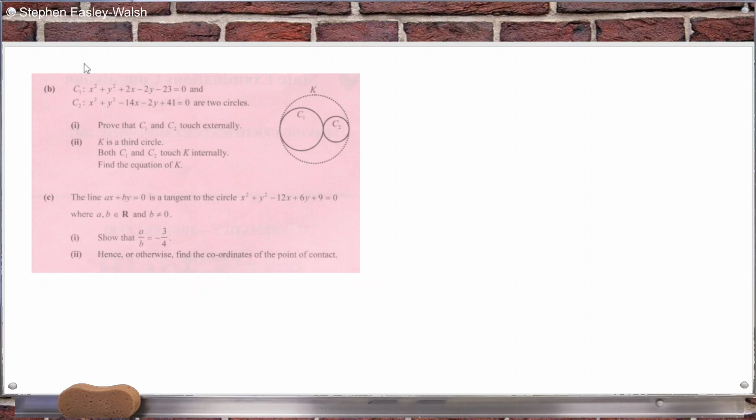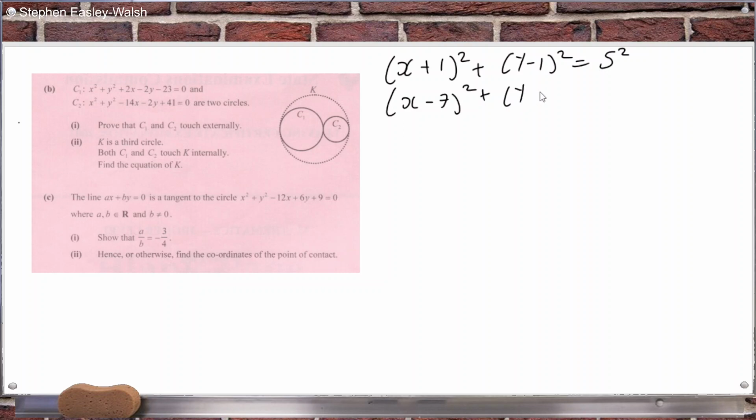Okay, let's have a look here. So if I complete the square for the first circle, I get (x + 1)² + (y − 1)² = 5². And then if I complete the square for the second one, I get (x − 7)² + (y − 1)² = 3².